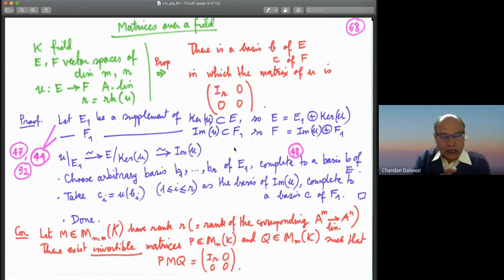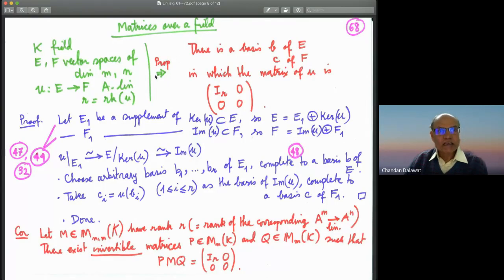Okay, so let's come to the simplest case of fields for a moment. We have a field K and two vector spaces E and F of finite dimensions M and N over this field K, and a K-linear map U from E to F. Such a map will have a certain rank R. We have defined it: it is the dimension of the image of U. So it's smaller than M and smaller than N as well. It's smaller than the minimum of M and N. Okay, so this is what is given to us.